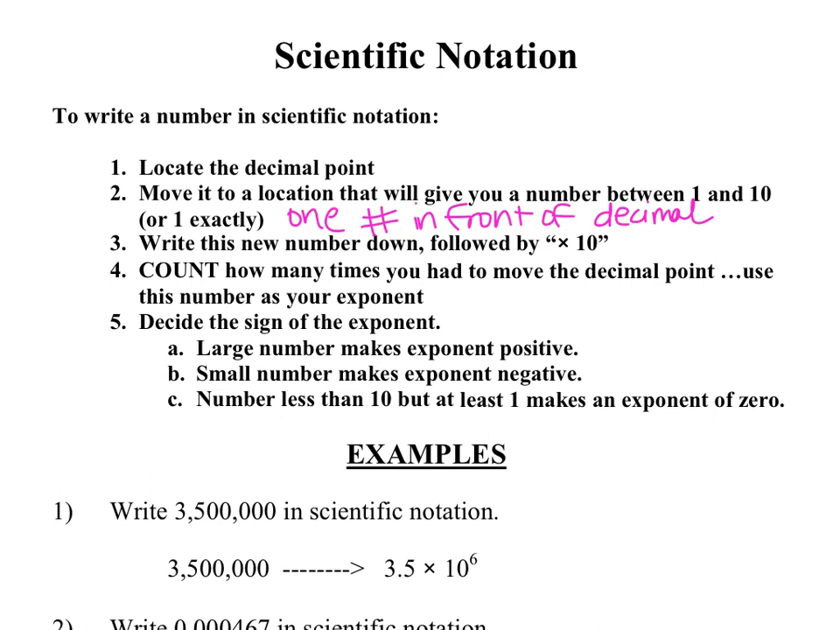And finally, you're going to decide on the sign of your exponent. Our larger numbers are going to be positive. Again, large meaning that it is greater than 10. And then smaller numbers are going to have a negative exponent, meaning less than 1. Okay, so numbers that are less than 10 but at least 1 will have that exponent of 0. So those would be our whole numbers.